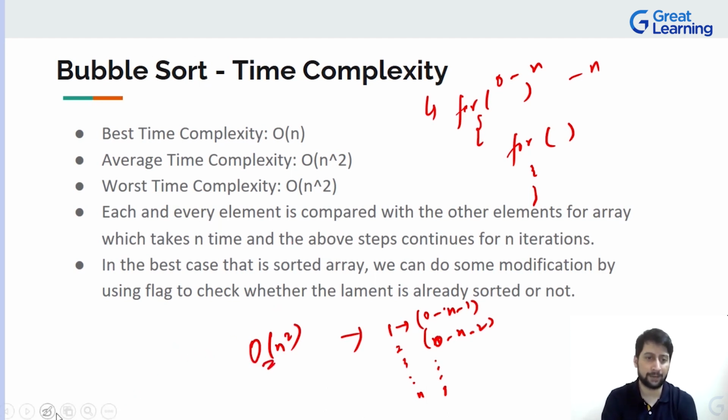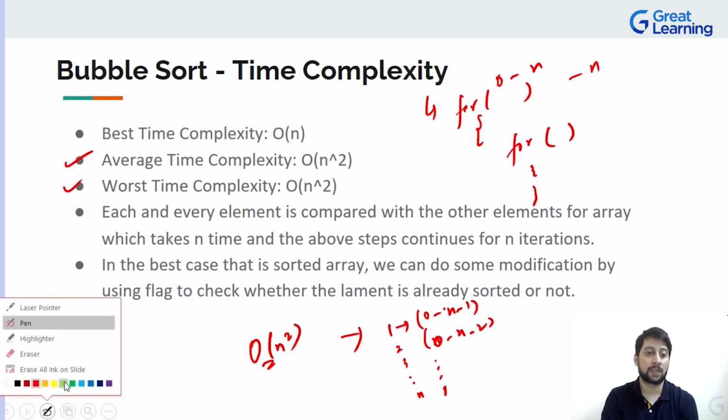Now in the average case, it will be big O of n square again, because even if half of the array is sorted, still we are going to compare it with all the other elements, no matter if half of the array is sorted, right? So in average case, it will be again big O of n square.